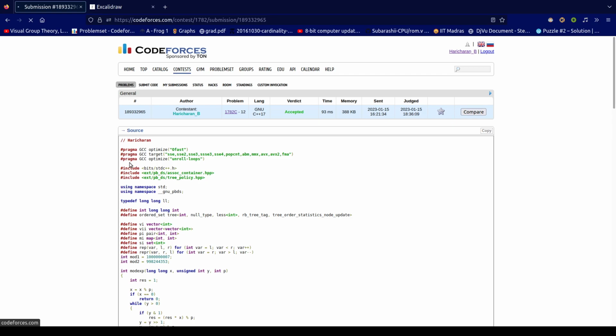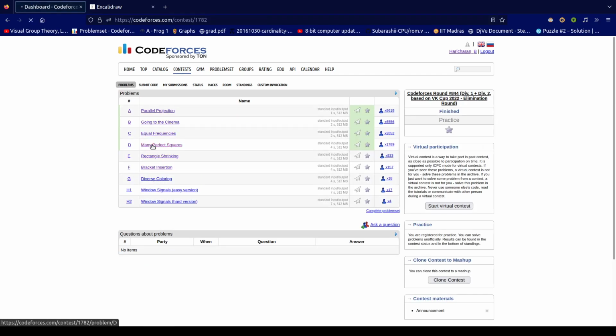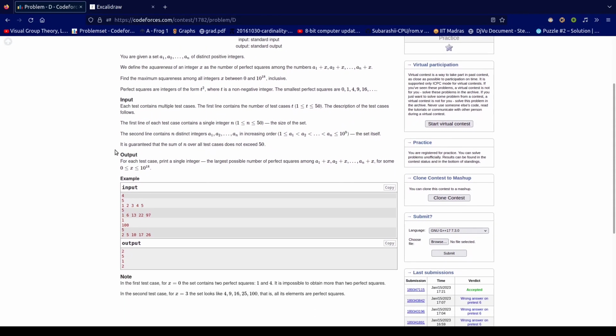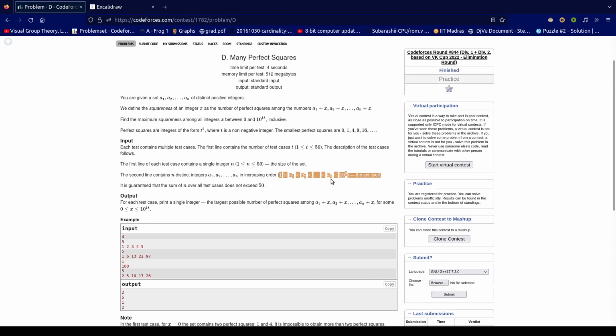Now let's look at problem D also. Problem D is again a very interesting problem. I'll give you a second to read the problem. So we are given some set A and we define the squareness of the integer x as above, and we want the maximum squareness among all integers x between 0 and 10 to the power 18, both inclusive. So let's rephrase the problem. We have some given array, and the first thing you have to notice is that it's a sorted set actually. It's more like a set than an array, but anyway, the point being we can just add whatever x we want.